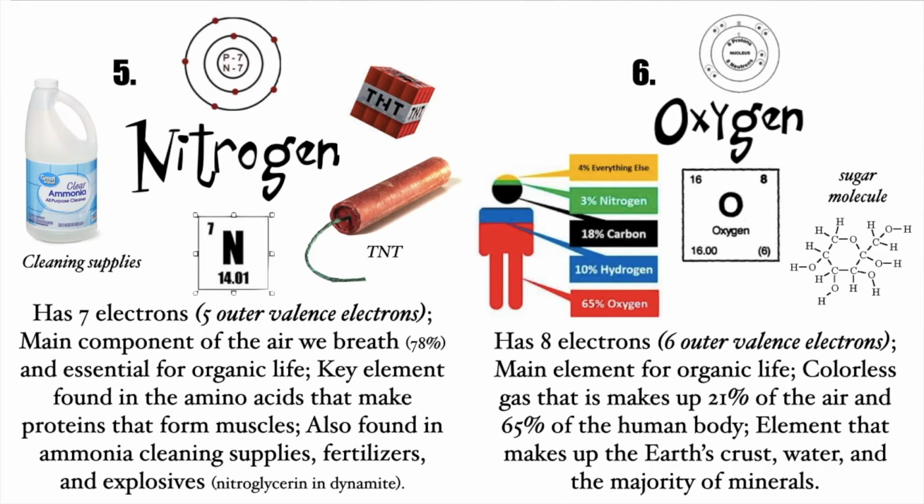Then we have oxygen. Out of the four elements important for human life, oxygen is the main one. You can see 65% of the human body is made of oxygen. Oxygen makes up 21% of the air, and it's also found in water, many minerals, and the Earth's crust. Also many organic materials such as sugar.